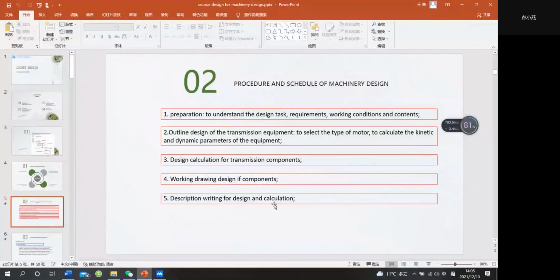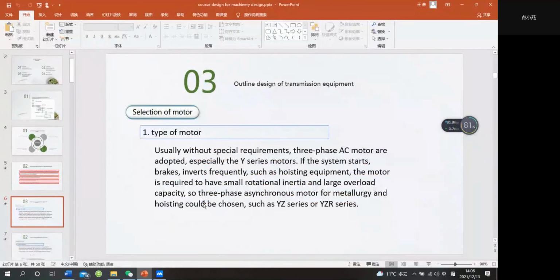Description for design and calculation. After that, for the code design, you should submit a part drawing and this description.